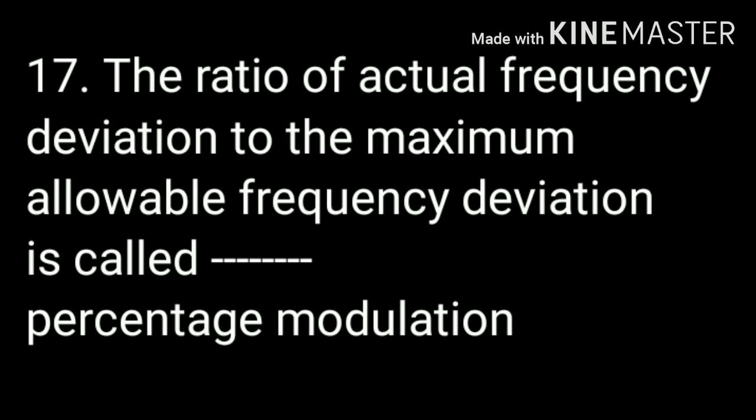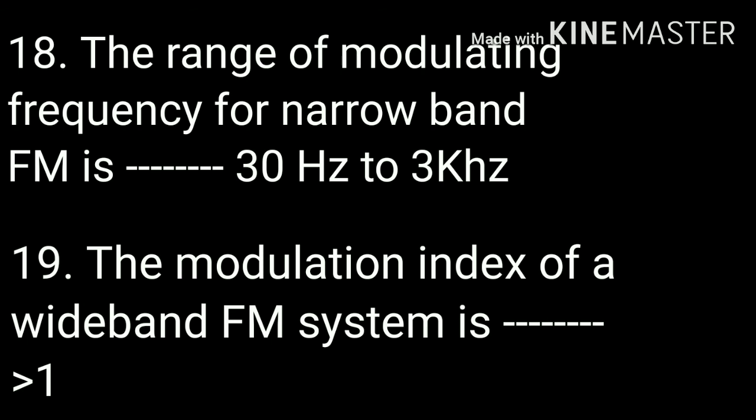Next bit, the ratio of actual frequency deviation to the maximum allowable frequency deviation is called percentage modulation. Next bit, the range of modulating frequency for narrowband FM is 30 Hz to 3 kHz. Next bit, the modulation index of a wideband FM system is greater than 1.